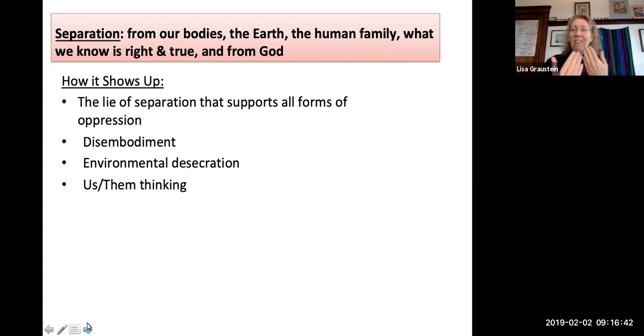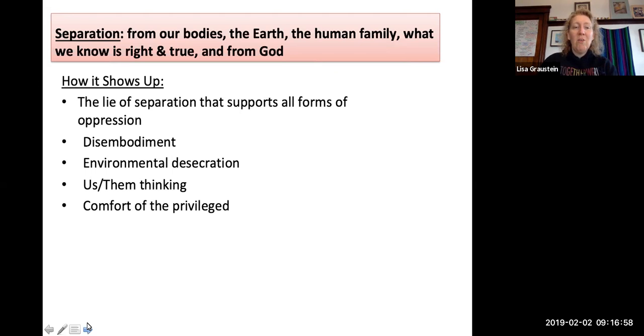It shows up whenever we have us-them thinking. And so if you think about some of the big business items we have coming before us this summer, it can be easy to fall into us-them thinking versus we thinking. And so how do we reclaim that connection in moving forward?